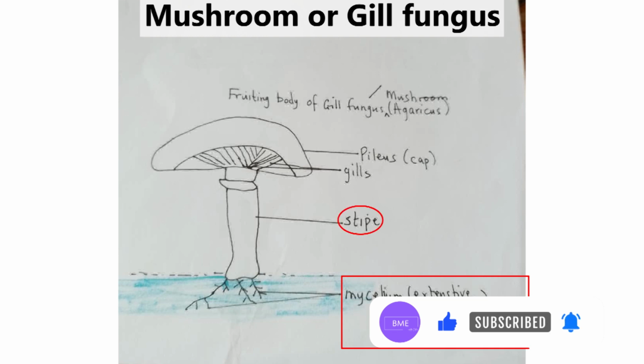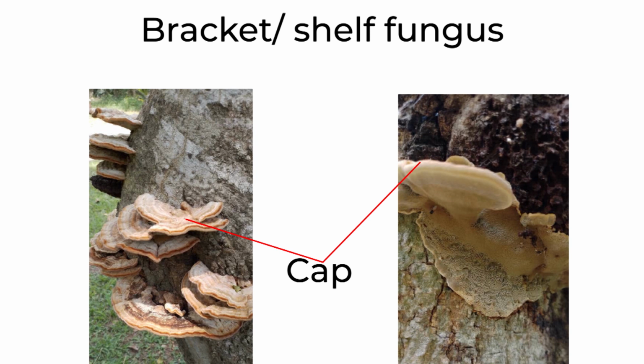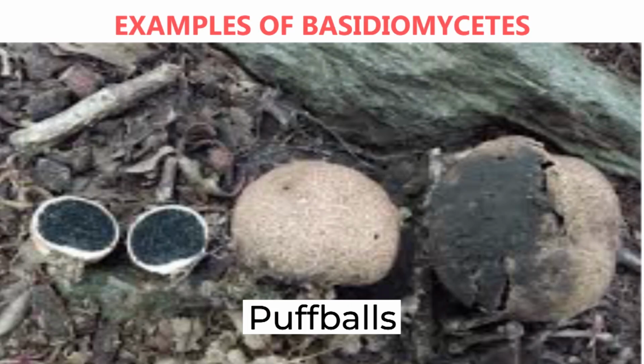Very neat. Then the bracket or shelf fungus, you see that the cap is quite low. It doesn't have a stipe, so when the spores are released, they fall down. So new shelves are formed below. Then look at the puffball. It can burst open to release the spores.